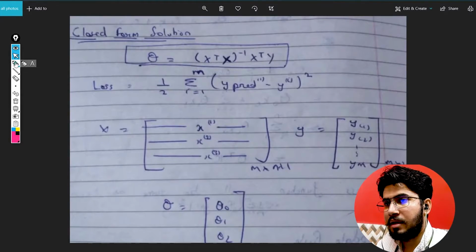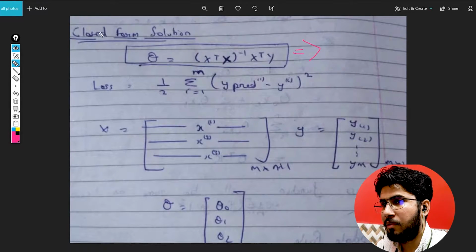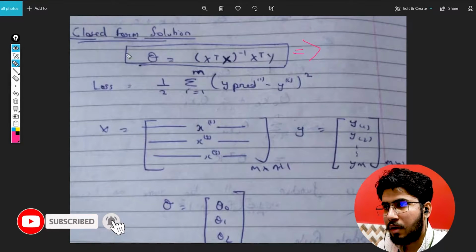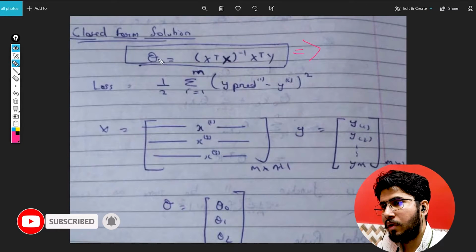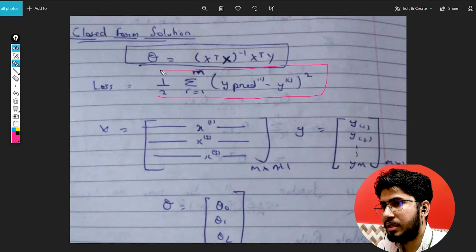So guys, this is the formula that we have, and this is the formula for closed form solution. As I said in my last video, we have to use just this formula to get the optimal values of theta. Okay, now let's see how we will get this theta. First of all, let's look at our data, or we can also take a look at the loss. This is our normal MSE loss, and we just have this formula here, so we'll see.